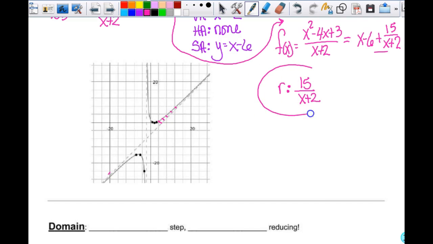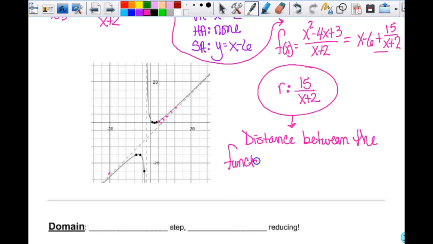What this represents is the distance between the function and its slant asymptote. Okay, so that's what that remainder is. If I use it on there, then I don't really have a line. I'm getting the actual function there, because that's what I get when I divide. But just the remainder itself is the distance, and it gets smaller and smaller, and it never actually touches that, but that's what it's approaching.